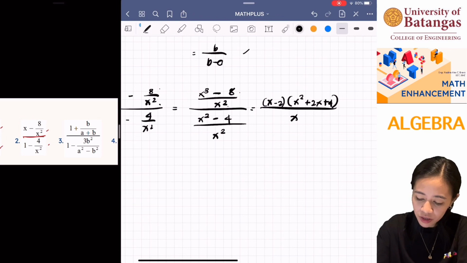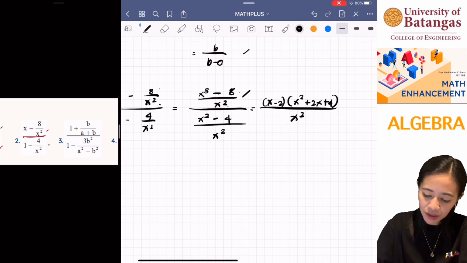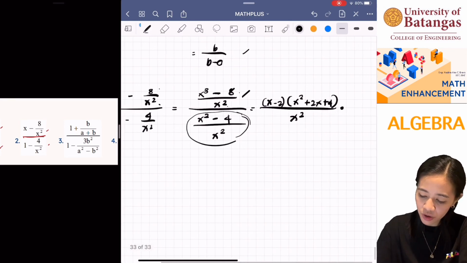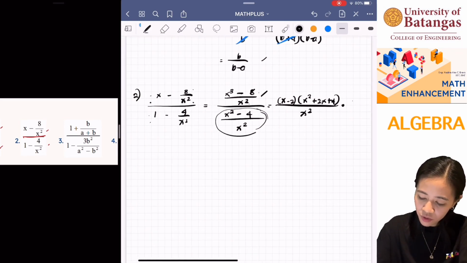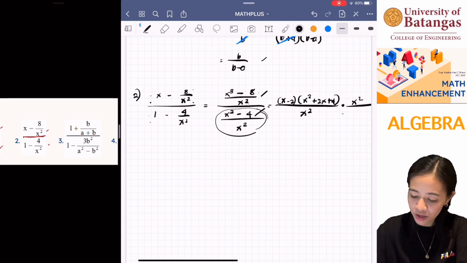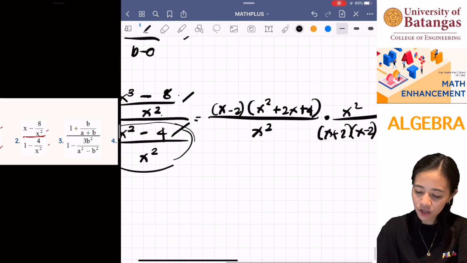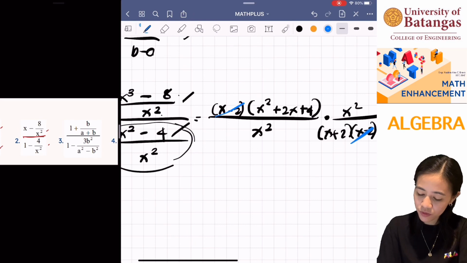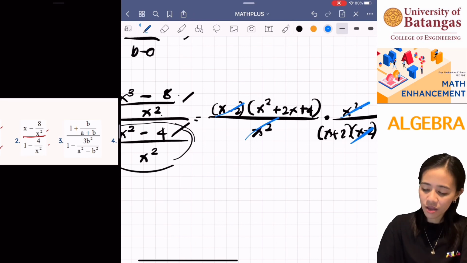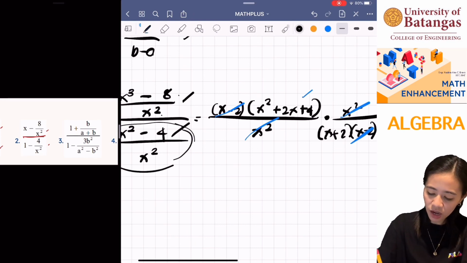All over x squared. So this fraction divided by this. So I'll just multiply this by the reciprocal of this one, which is x squared, which is x squared all over. Yan. Yung factor ko to kasi difference of squares yan. So you get x plus 2 tsaka x minus 2. Okay. In that sense, pwede kong i-cancel si x minus 2 and si x squared. And this is a prime factor already, which means our final answer is simply x squared plus 2x plus 4 all over x plus 2.